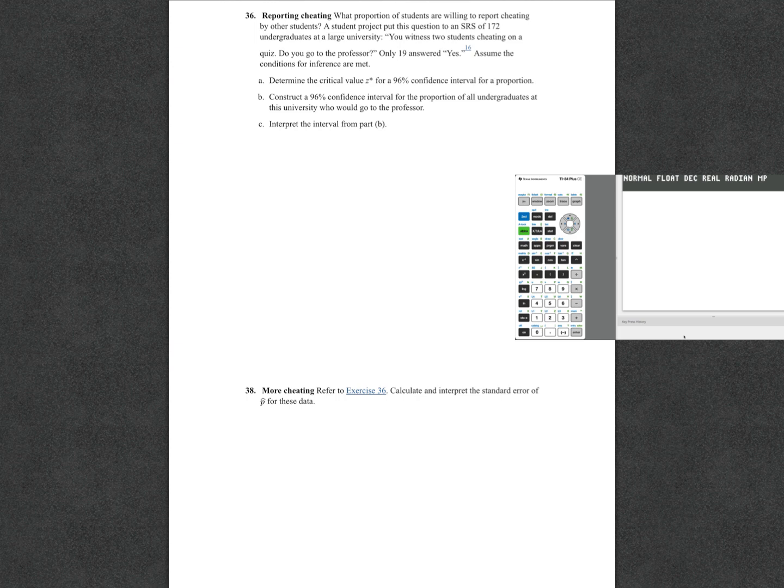Okay, so 36 is the first problem I'm going to do. So they say reporting cheating. What proportion of students are willing to report cheating by other students? A student project put this question to a simple random sample of 172 undergraduates at a large university. You witnessed 2 students cheating on a quiz. Do you go to the professor? Only 19 answered yes. Assume the conditions for inference are met.